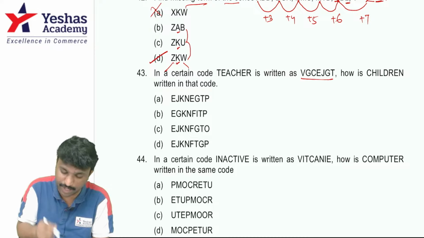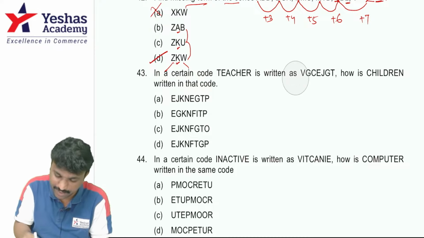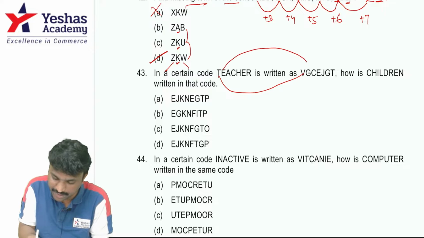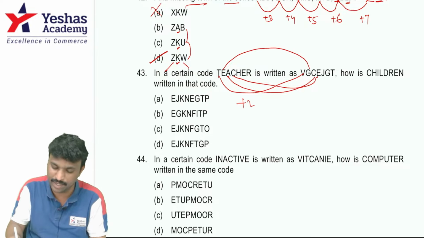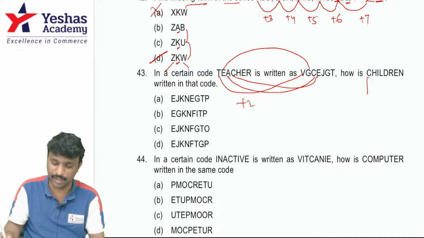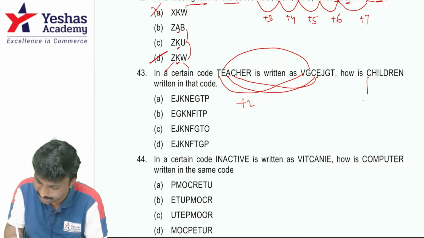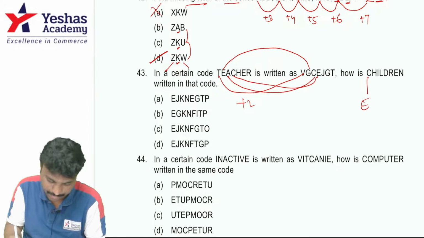Teacher is coded as this. Can you tell me what the pattern is? T is becoming V. T, U, V. So plus 2 it is. E is becoming G, E, F, G, plus 2. A is becoming C, plus 2. C is becoming E, plus 2. So it's a plus 2 forward pattern. So now C is the third letter. C plus 2 is 5. That is E. Correct?